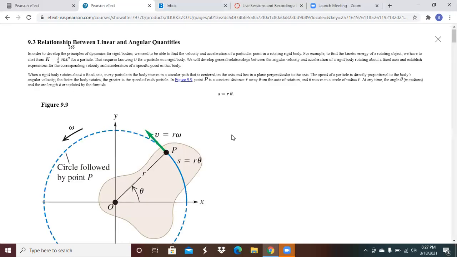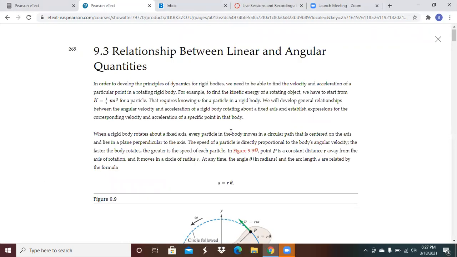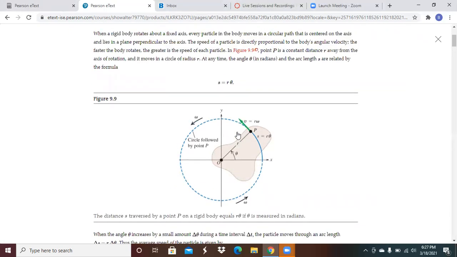In this particular section, there are going to be a lot of derivations to get you to that point. Primarily, if you can just remember what those final formulas are, that's really the key thing here that I want you to look at.